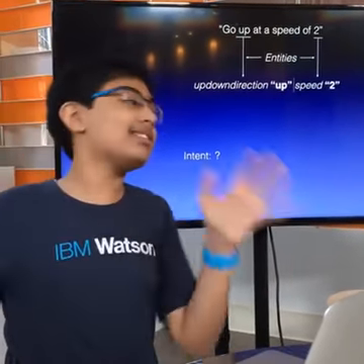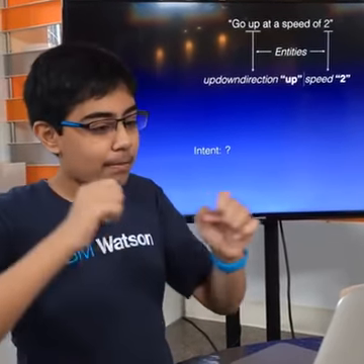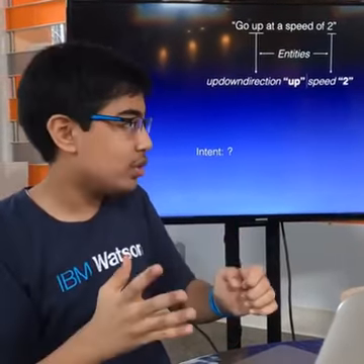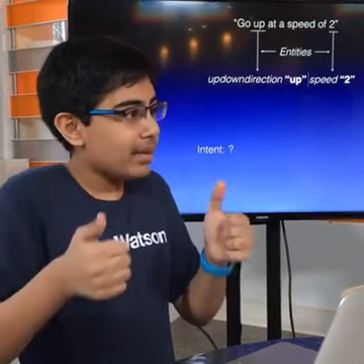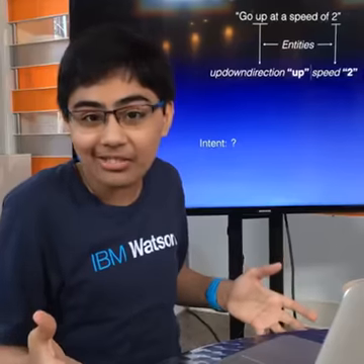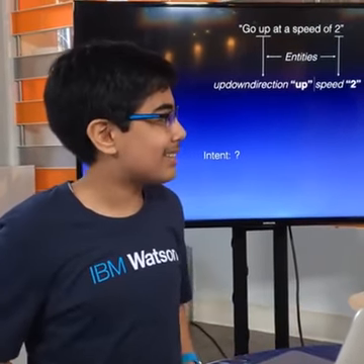But let's just say that you happen to say take off, and you by mistake mention up, and you by mistake mention 2. If it were just determining off of entities, it would go up at a speed of 2, even though it hasn't even taken off yet. And so in order to solve this problem, we use intents.